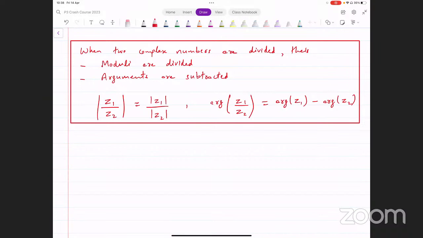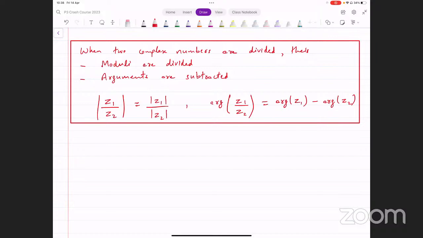Okay, so now these are two important results to remember. You will need to use them in different contexts. You have to make sure that you remember these rules. Now, how are these going to be applied? We'll do a couple of examples now to try and understand this better.